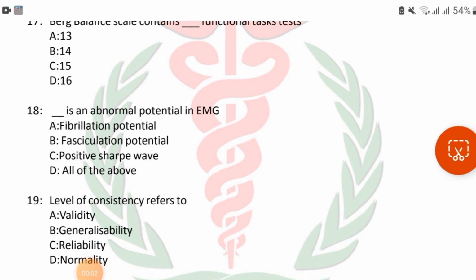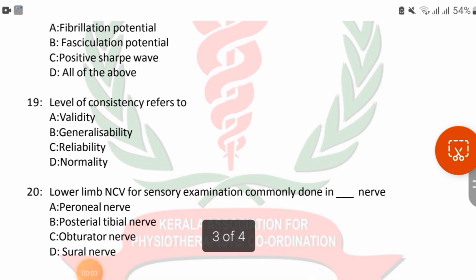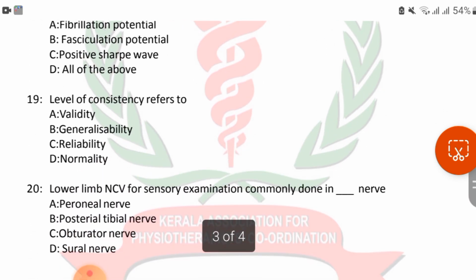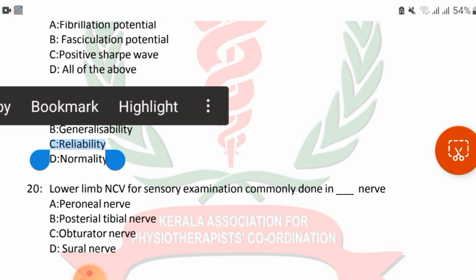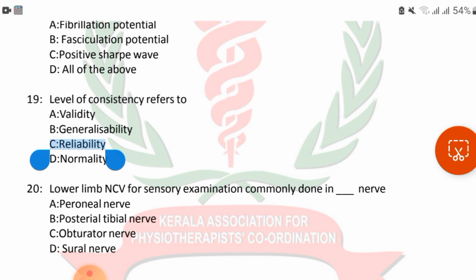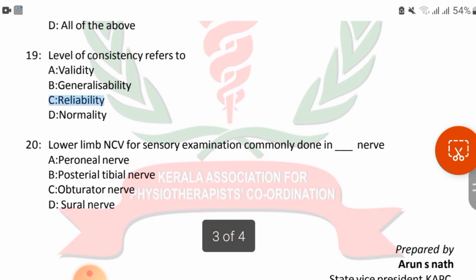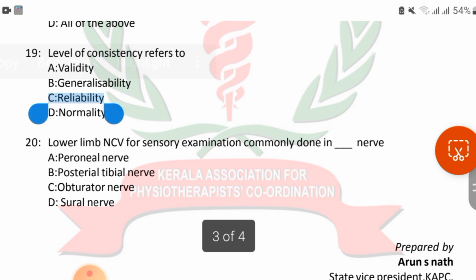Then let's move towards MCQ number 19, and that is the second last MCQ. Level of consistency refers to: option A, validity; option B, generalizability; option C, reliability; option D, normality. So the correct option for consistency refers to option C, reliability. So the correct option for MCQ number 19 is reliability, option C.